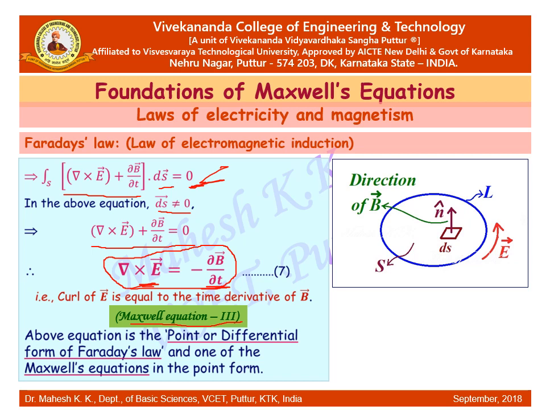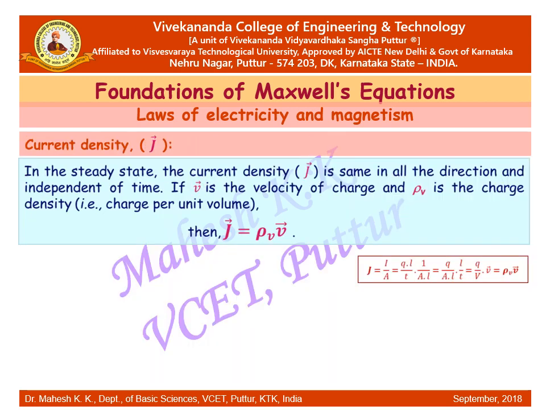The above equation is the point or differential form of Faraday's law, and one of Maxwell's equations in the point form. Now we are left with one more Maxwell's equation, Maxwell equation 4, which is also known as the Maxwell-Ampere equation.